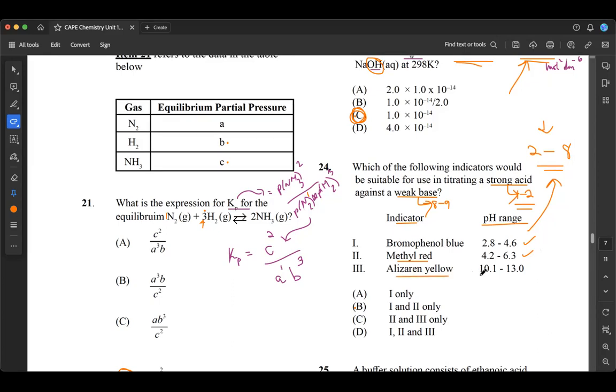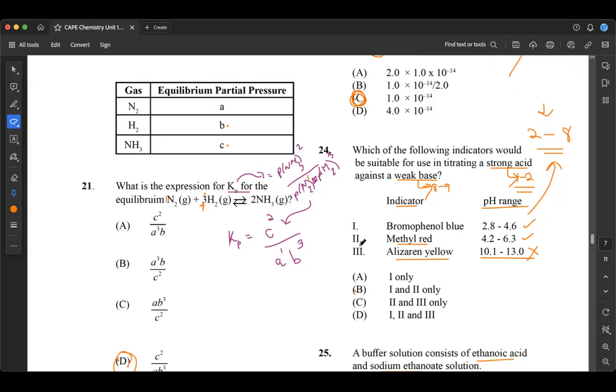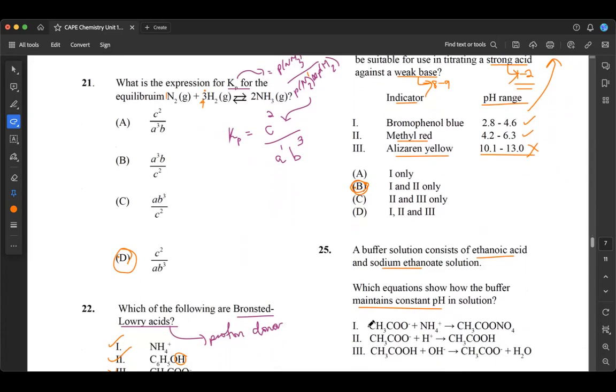Alizarin yellow changes at a much higher pH range, from 10.1 to 13.8. We're not going to quite get there, right? Because it's a strong acid being titrated with a weak base. We're not going to be all the way up here. That's too high. And so if I were to use alizarin yellow, I would miss my endpoint. So that's not suitable for this titration of a strong acid versus a weak base. Okay? So my answer for 24 would be 1 and 2 only, and so that's B. So 24 is B. Moving along to 25.